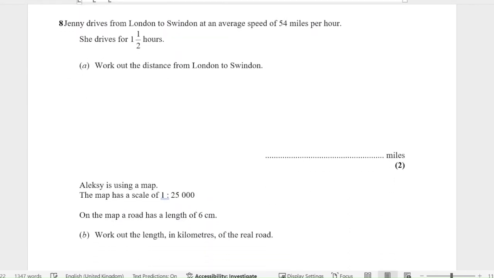Okay, and next question. Jenny drives from London to Swindon at an average speed of 54 miles per hour. She drives for 1.5 hours. Work out the distance from London to Swindon. So speed is equal to distance divided by time, so distance is going to be equal to speed times by time. So I'm doing 54 times by 1.5. So 54 times by 1 is 54. 54 times by 0.5 is going to be 27. So I'm looking at 54 plus 27, which is going to give me 81.